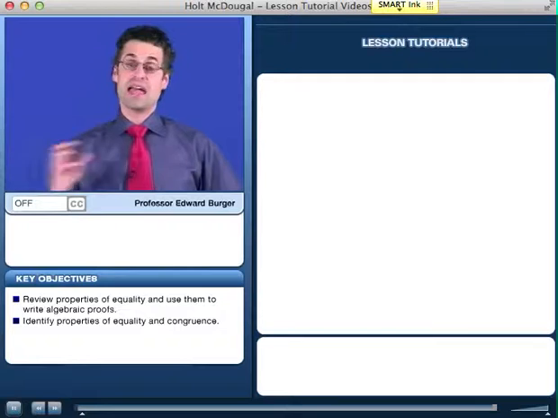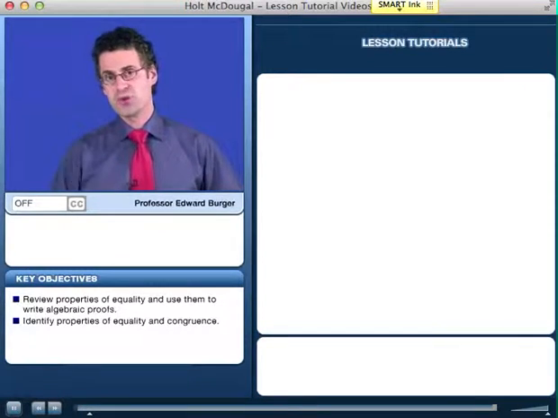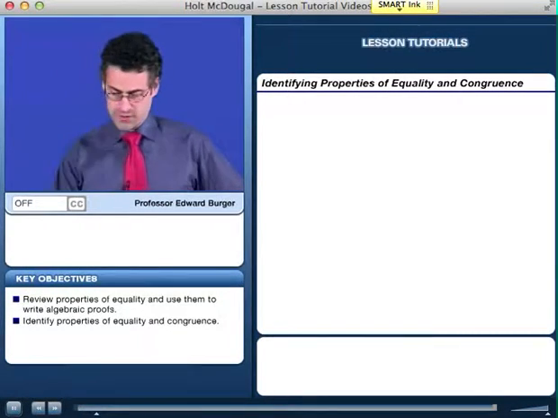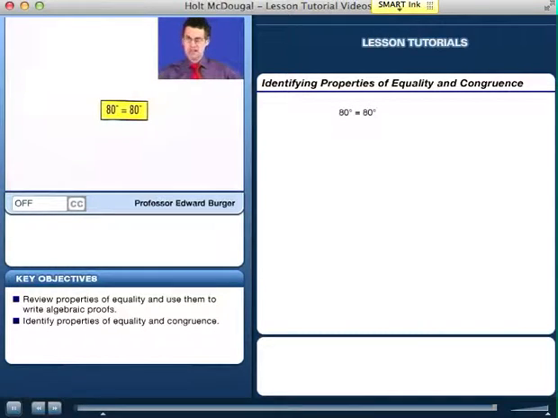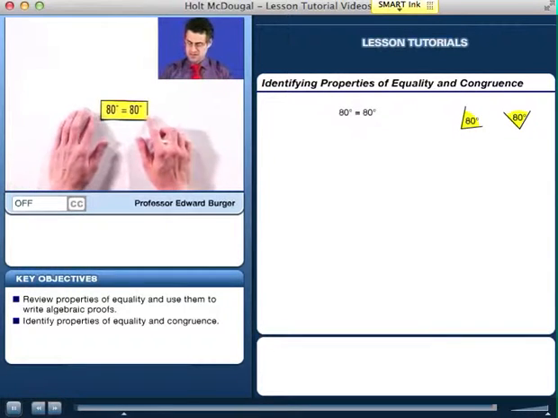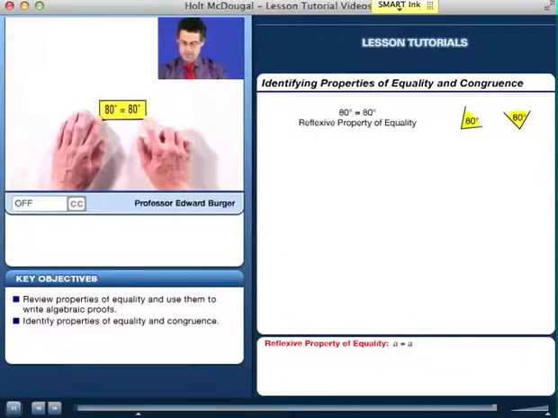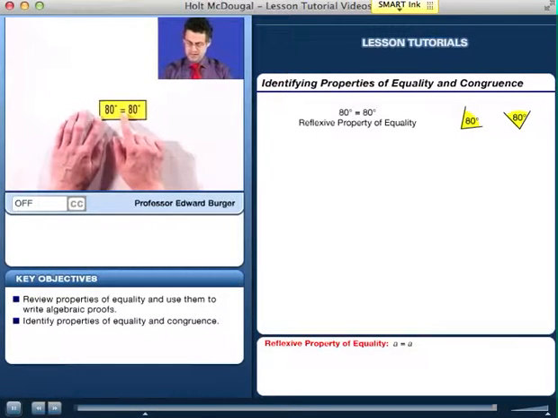Let's take a look at some statements and see why those things are true. Here's the first one. Here's the statement. 80 degrees equals 80 degrees. Now, why is that true? Well, it turns out that's nothing more than the reflexive property of equality. The reflexive property of equality: something equals itself.